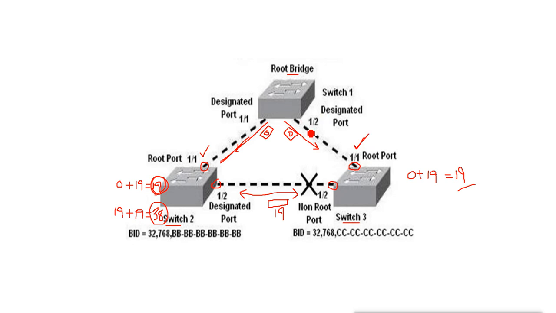Now when it is decided which port has the shortest path, switch 2 and switch 3 will configure this port as a root port. They will decide that this port will be our root port. Whatever other ports remain, which have more cost than this port, like this one which has 38 cost, and for switch 3 it is also 38 cost.